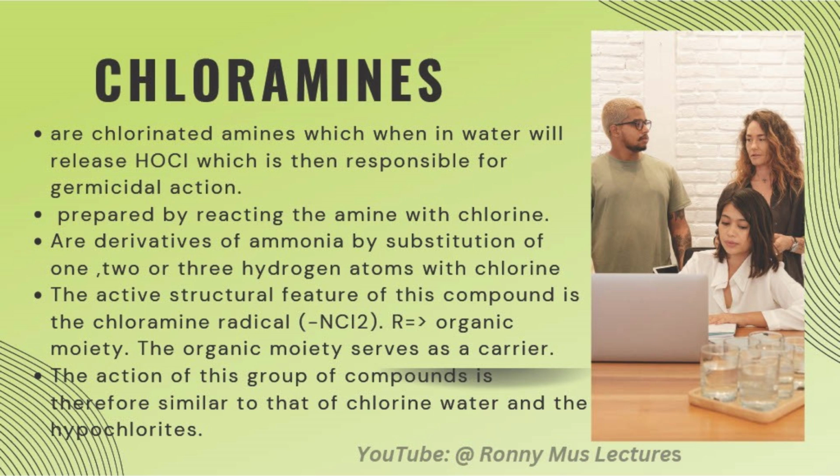They are chlorinated amines, and when put in water, they release hypochlorous acid. Remember that hypochlorous acid has germicidal action. So how are they prepared? They are prepared by reacting the amine with chlorine. And they are derivatives of ammonia by substitution of 1, 2, or 3 hydrogen atoms with chlorine. So the action of this group of compounds is therefore similar to that of chlorine water and the hypochlorites.